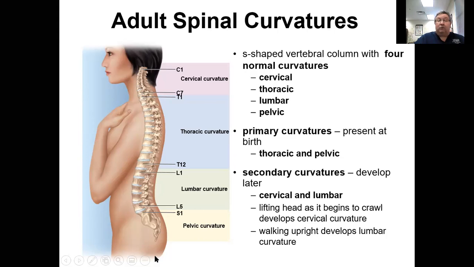As we get older, we start to walk upright. And when we start walking upright, that develops the lumbar curve. So again, the cervical curve and the lumbar curve are the secondary curves. The cervical curve occurs when we're a baby and can lift our heads. And as we get older, when we start walking more and we're upright more, we develop those lumbar curves.